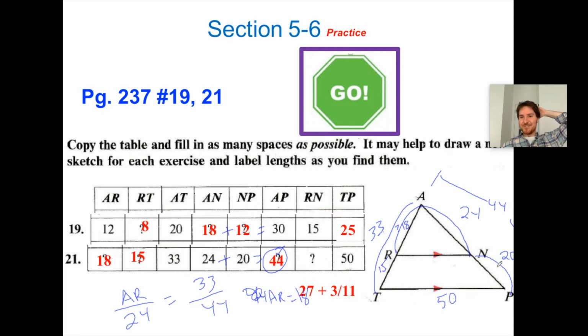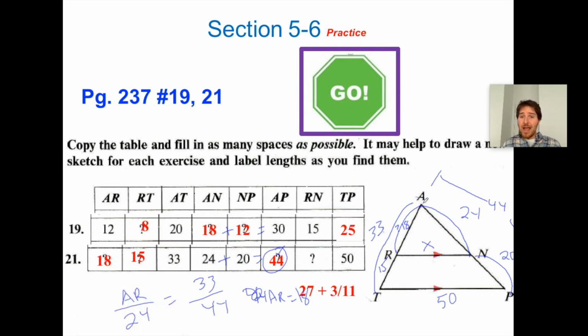So here, 15 to 20 is in a 3 to 4 ratio. Finally, RN. Looks like I put it right there. That's the hard one to get. RN is this one here. This is X right here. So check it out. This is always the hard one for me. I remember doing this the first few times through.